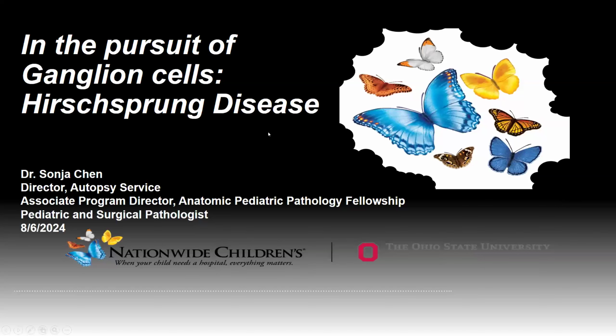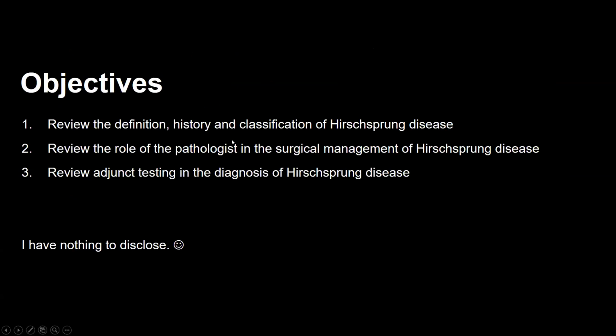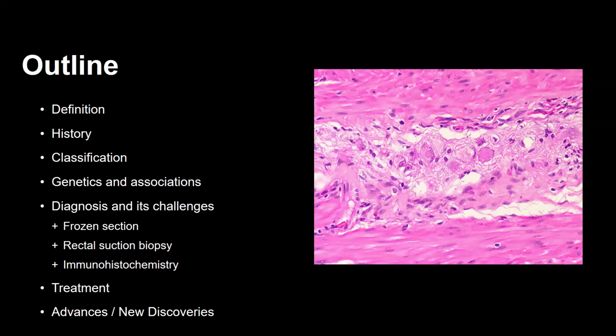So my talk, as Akilu mentioned, is the pursuit of ganglion cells and Hirschsprung disease. And as we all know, this can be a lot of fun to do when you have a case. So the objectives: to review the definition, history, and classification of Hirschsprung disease, the role of our job while we take care of patients who have Hirschsprung disease, and review adjunct testing in the diagnosis. I also have a little outline, which looks very similar to all my other lectures, because I like to include how we got there, what we are doing, how genetics is associated, how we make the diagnosis, how these patients are treated, and of course, if there are any advances or new discoveries.